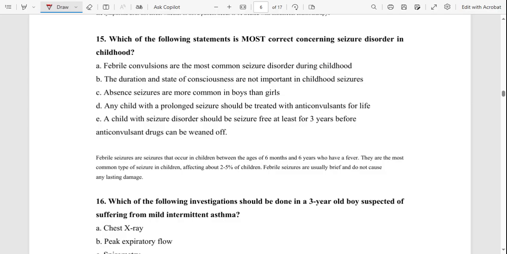And then he is saying a child with seizure disorder should be seizure free for at least 3 years before anticonvulsant drug can be weaned off. That statement is really not correct. There are many things that you are going to consider to be able to wean someone off these seizure drugs. Some of it, of course, is the period, but you also have the type of the seizure, the finding on the EEG, and also the cause. You consider all those to be able to wean a patient from the anti-seizure drugs. Yes.